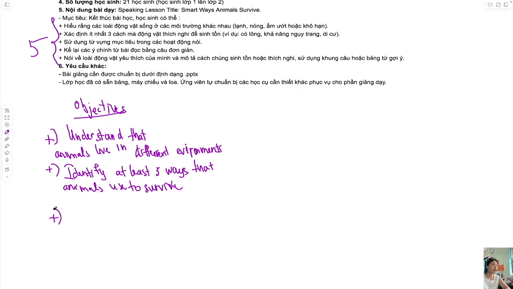And the next one, I'm going to make it have larger space so that we can analyze for the process later. The third one is at least 3 target vocabulary words from the reading in the speaking activity.